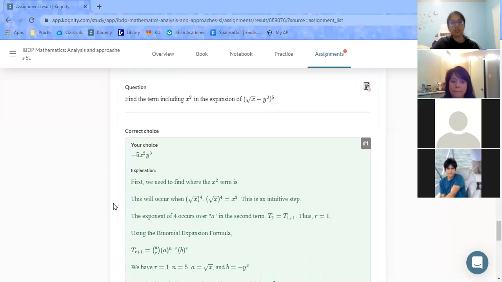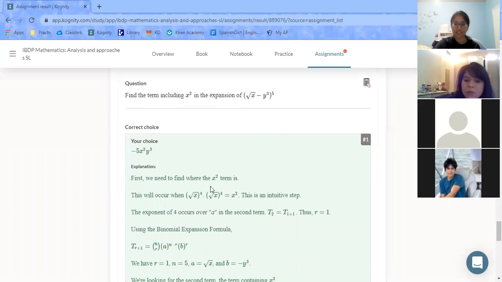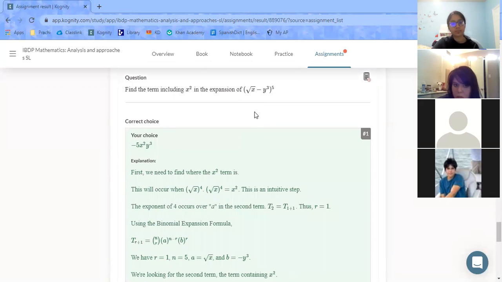Okay. So this one, I personally felt like they got easier. The 2 at the beginning were really hard, but the later ones, like this one, were a lot easier. So this one says find the term including x squared in the expansion of square root of x minus y cubed to the power of 5. So in this one, you just kind of have to expand it out until you find x squared, and then you just write out the whole term that includes x squared.